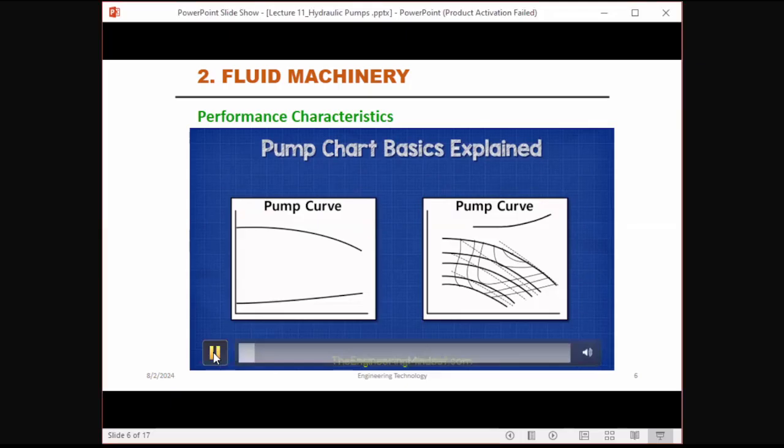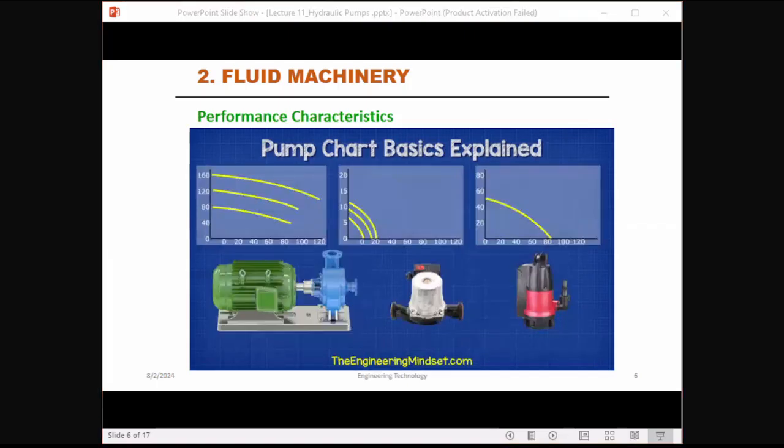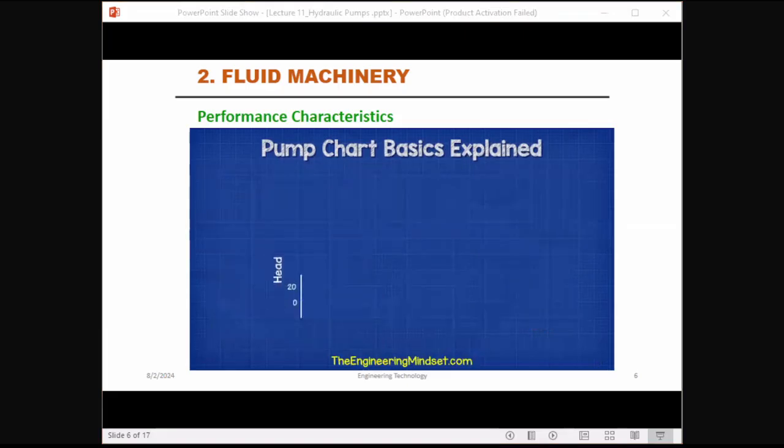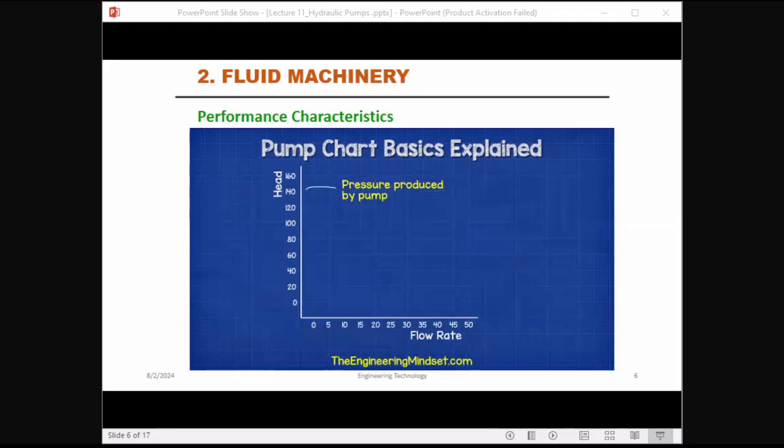Don't worry, we're going to go through them step by step and start from the basics. Each type of pump has a different chart, and the data plotted on them also varies with the model. The first thing we notice is that on the main vertical y-axis we have the head pressure, and on the horizontal x-axis we have the flow rate. Basically speaking, the head is pressure and the flow rate is how much water the pump can move.